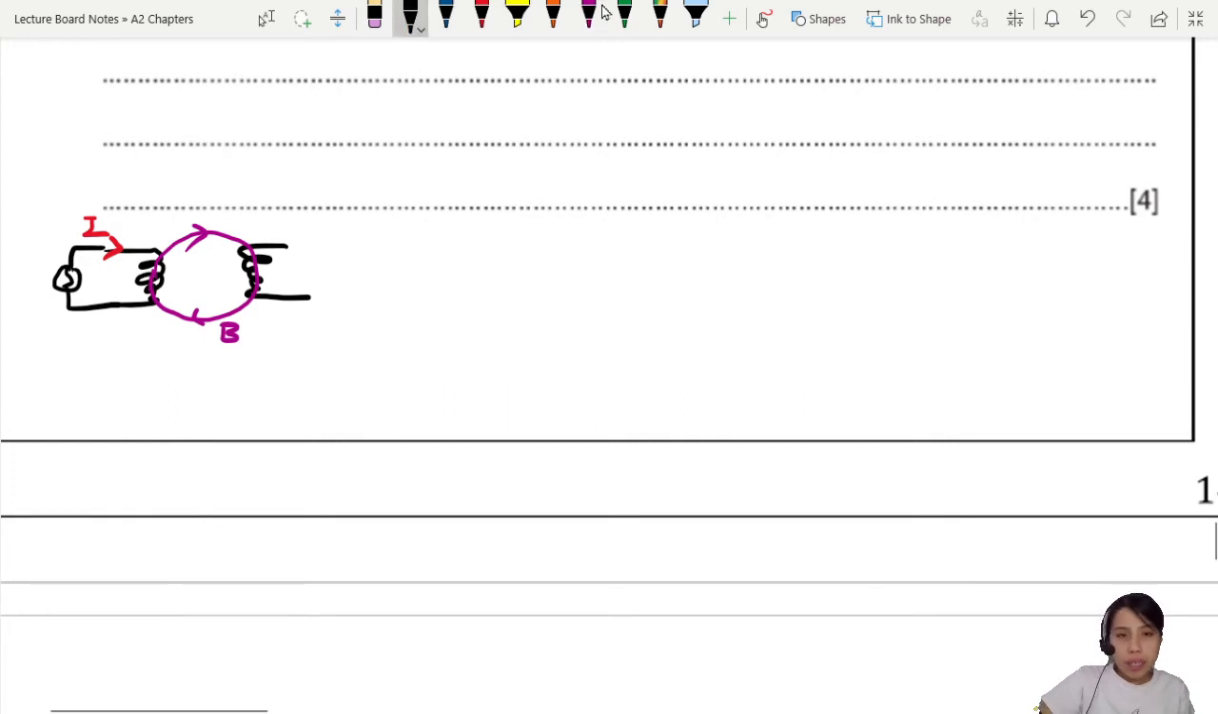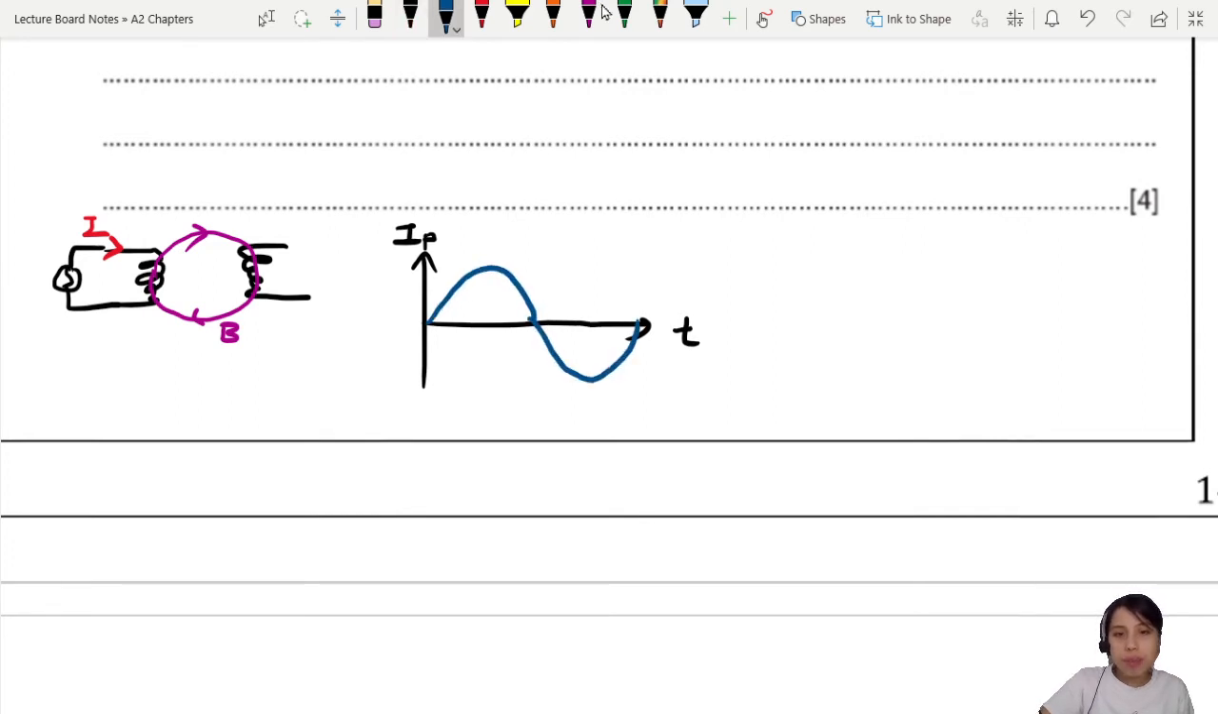Now, if we draw the graph of the first one, it looks like a sine, can be either sine or cosine. So the current in the primary coil looks something like this. But how does the EMF look in the secondary coil? The EMF will be measured over here with a voltmeter.